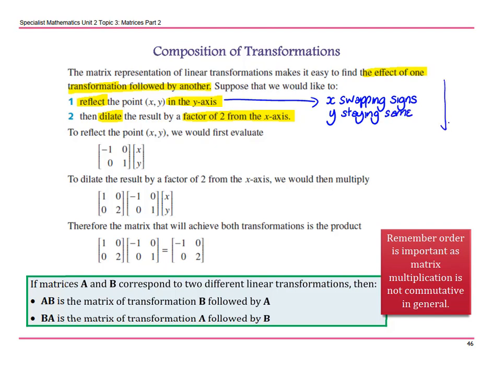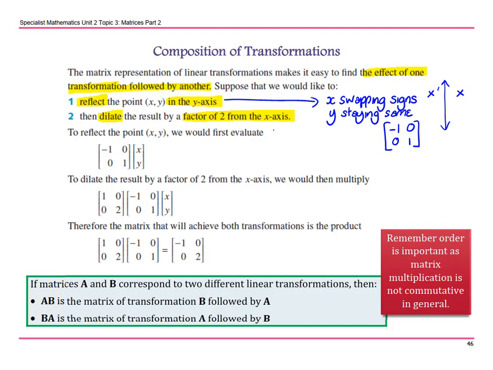So if you think about it, you've got a point on one side and it's moving to the other side. So x is swapping signs, y is staying the same. So that is why our reflection matrix becomes [-1, 0; 0, 1]. So you can see that there. So that's the reflection. We'd have to do that and we'd have to multiply it by our (x, y).